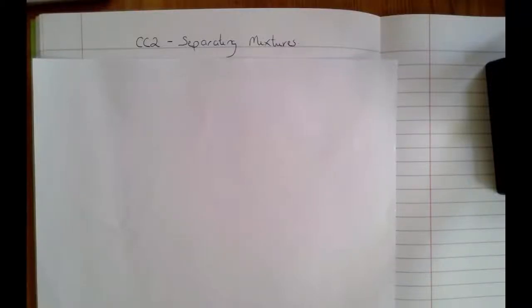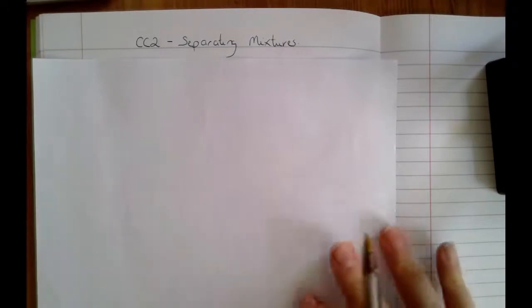So this is the first video in CC2, which is a topic about pure and impure substances and separating mixtures, and it is a paper 1 only topic. We're first going to look at the difference between a pure substance and a mixture.